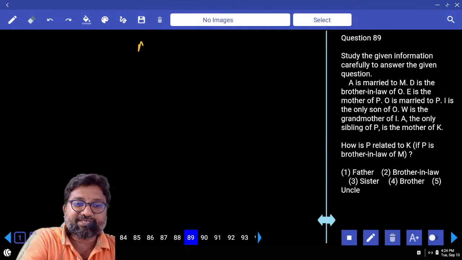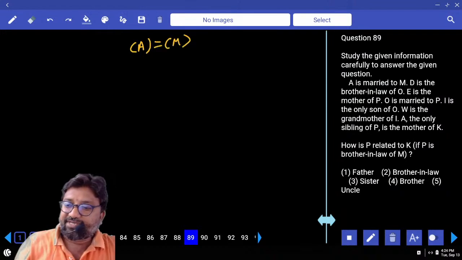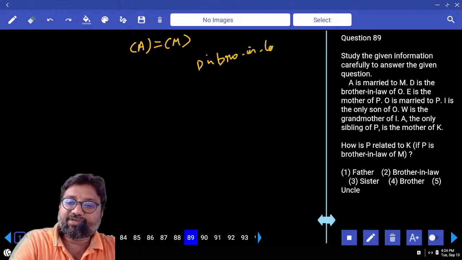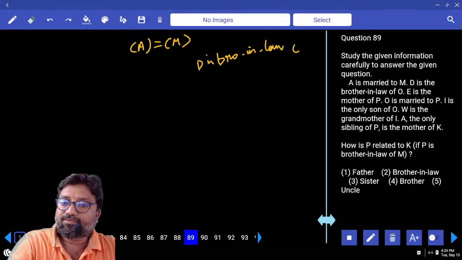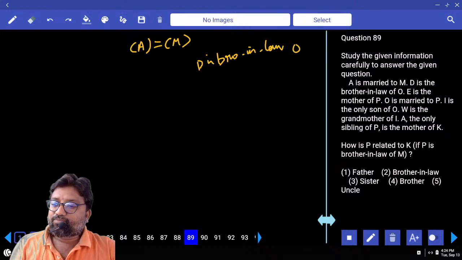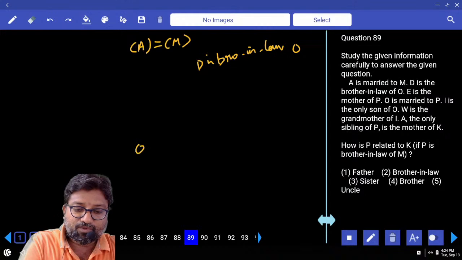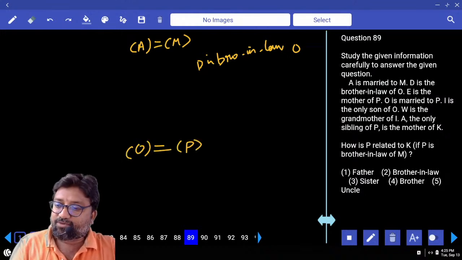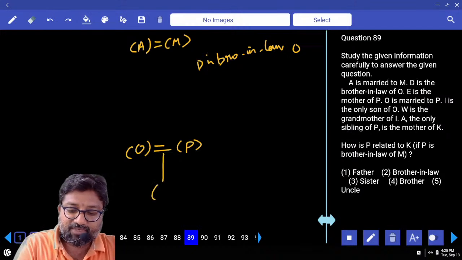First point. Married to... He is the brother-in-law of O. Brother-in-law. Of whom? O is married to P. I is the only son of O.